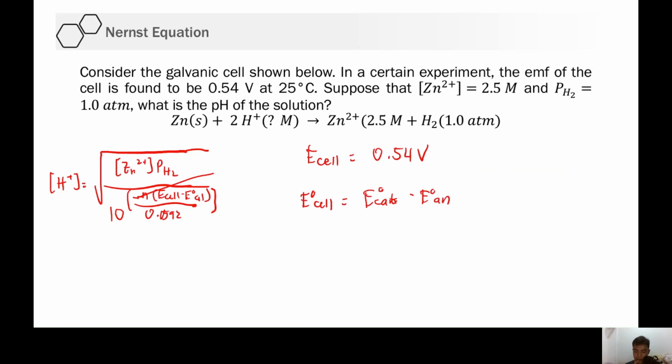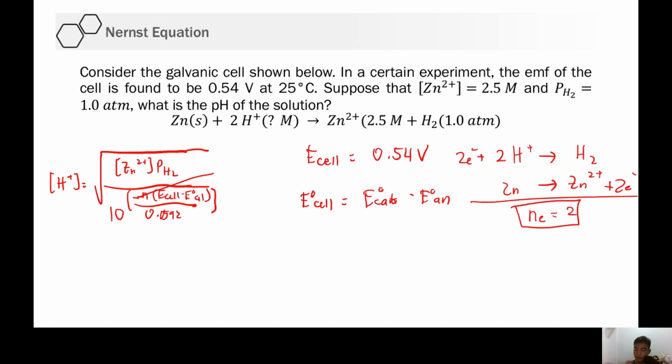By looking at the equation, our cathode is the H plus to H2. So this is the cathode reaction. Balance this, you will get 2 electrons. And the anode is the zinc to zinc 2 plus. As of this point, you can check which one is the oxidation and which is the reduction just by looking at the equation. I hope you can do that. And take note, the mole of electron is 2.